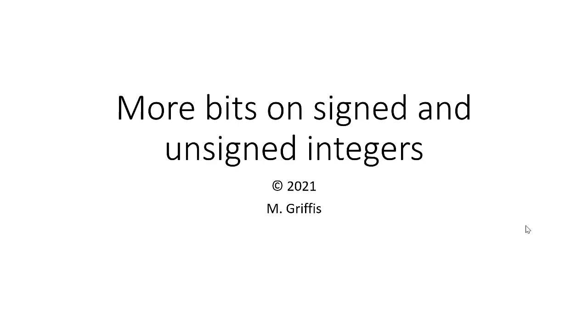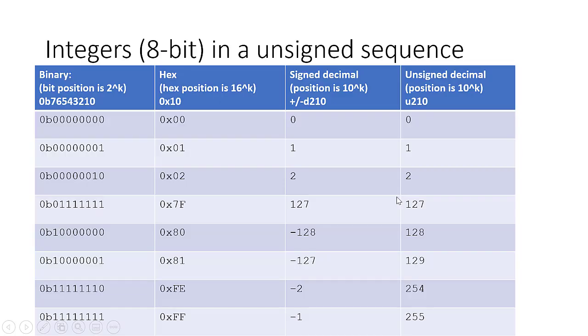Hello, today I'd like to give more bits on signed and unsigned integers. Let's think about 8-bit integers and let's think of them progressing in an unsigned sequence. So we're going to be looking from a decimal perspective, taking the integers from 0, 1, 2, we're going to skip to 127, 128, 129, and we're going to skip to 254. And then finish at 255. So that's how many integers we would have if they were unsigned, and I'm presenting these here in decimal form.